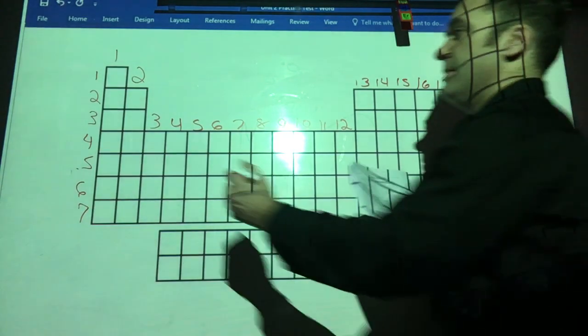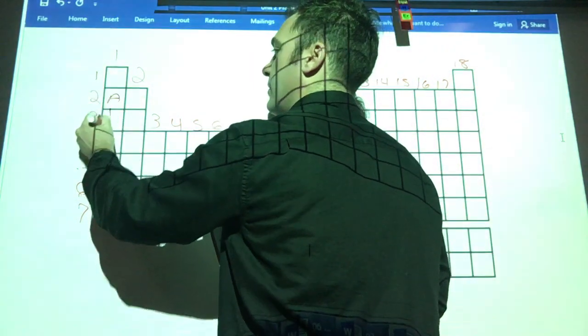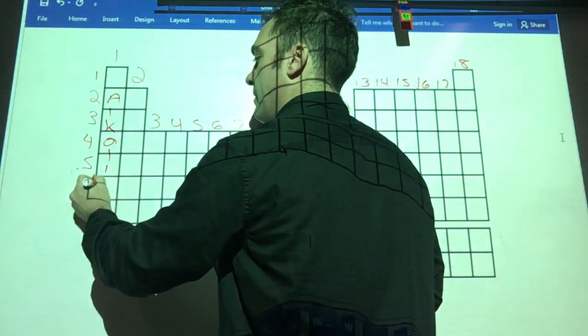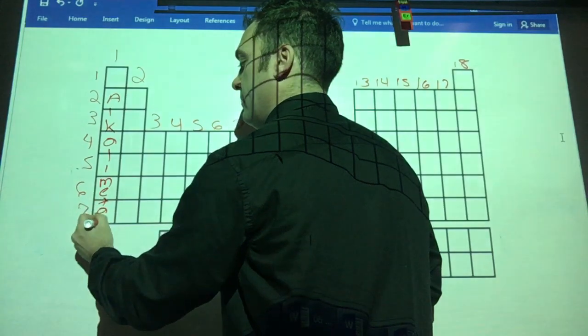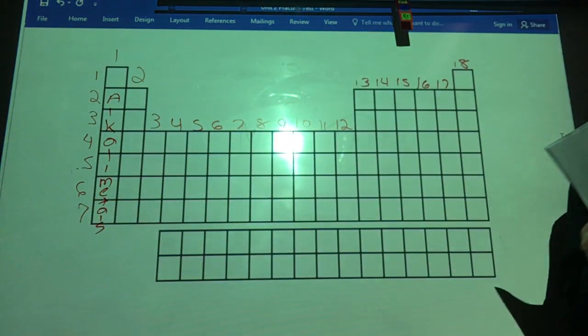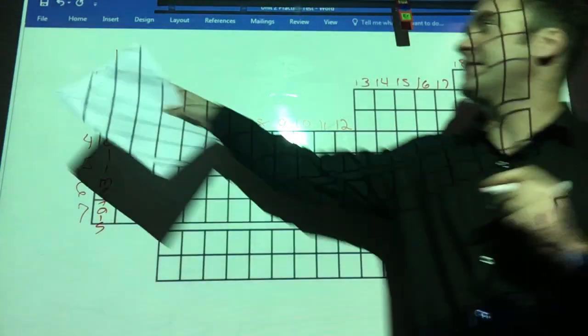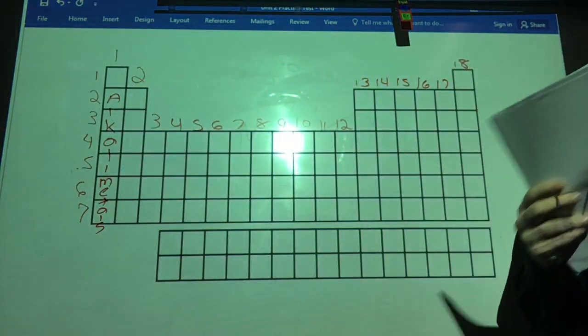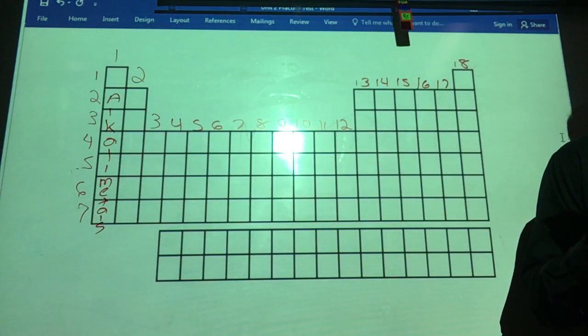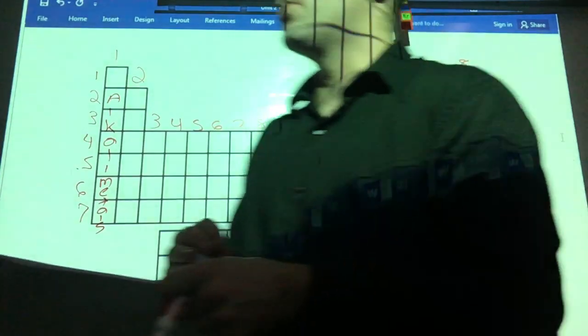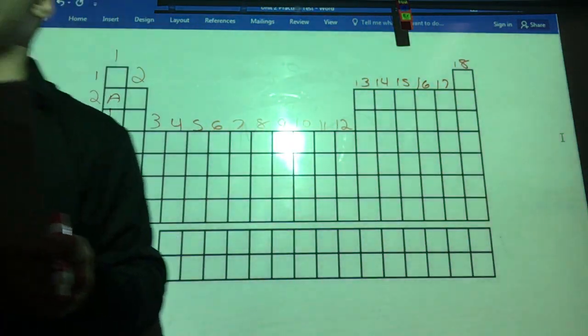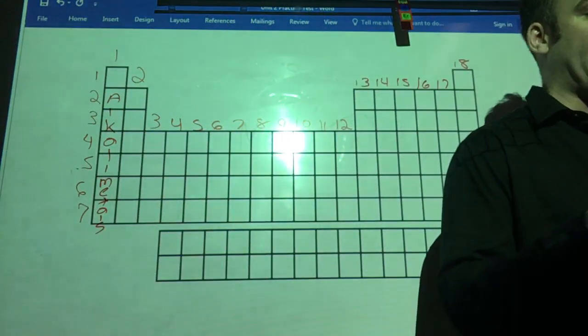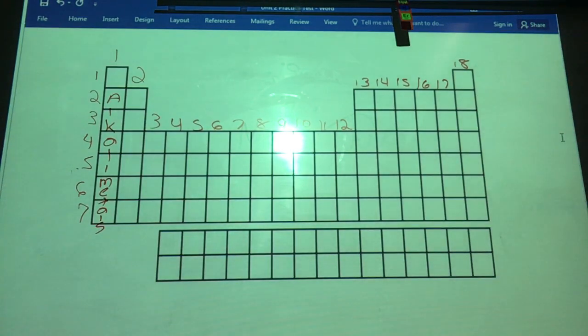Label the following families. Alkali metals. So alkali metals. So that's group 1. I'm not going to take off points, but technically hydrogen is not an alkali metal. Groups is on the left and then families on one across. Groups are up and down. No. Groups and families are the same.